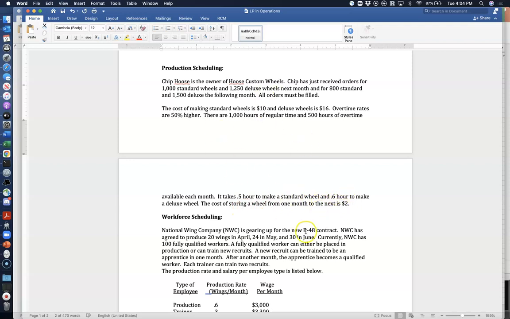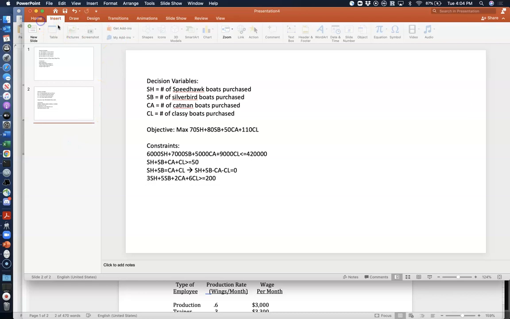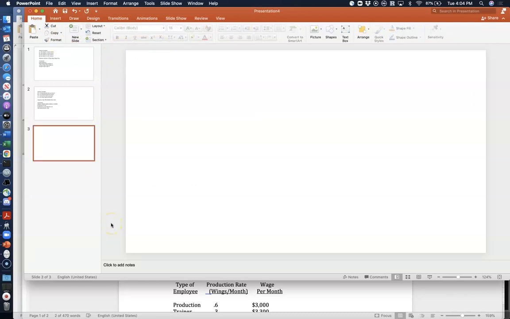So how should Chip Who's manufacture the wheels so that all of his orders are satisfied, right? Okay. So let's begin with this problem. So we are going to again set up this problem as a linear programming problem. The first step is always the decision variables, and here we have to be careful.